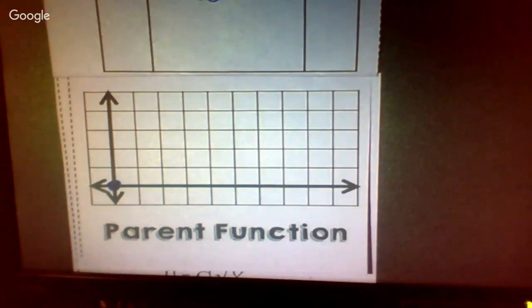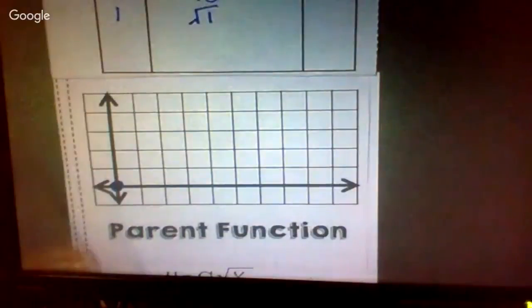Now, remember, we're dealing with square roots, so you want to pick values of x that we can take the square root of. So, something like x equals 1. What's the square root of 1? 1. So, there's my second point at 1, 1.